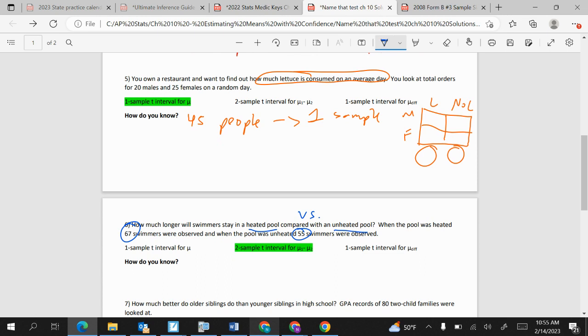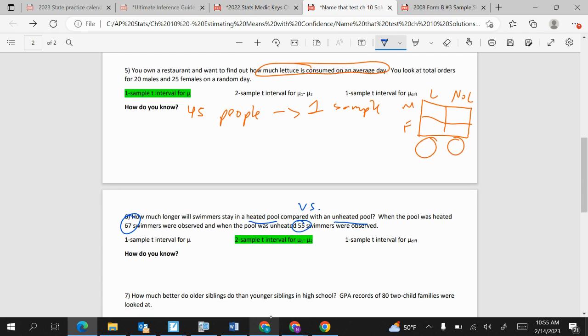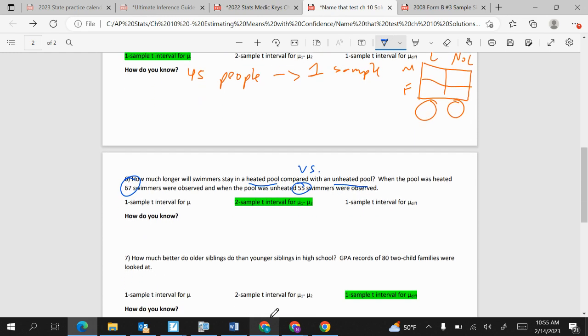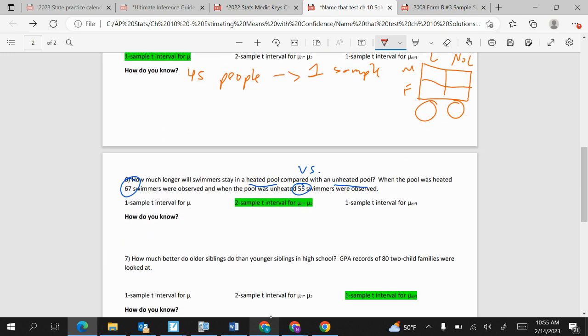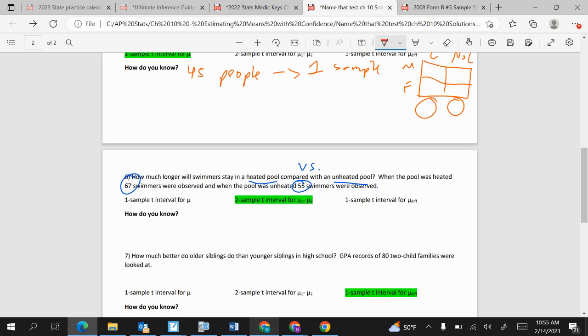How much better do older siblings do than younger siblings in school? GPA records of 82 children families were looked at. So this is going to be a one sample mu diff. Since they have 82 child families, obviously one's going to be older and one younger. And then they compare these two people up.